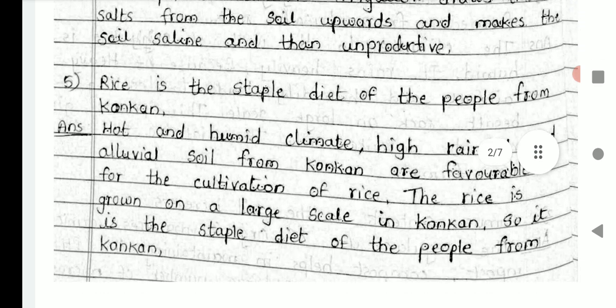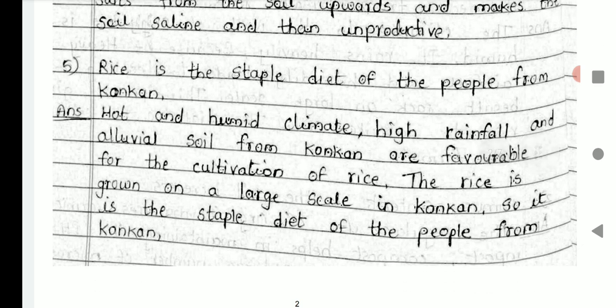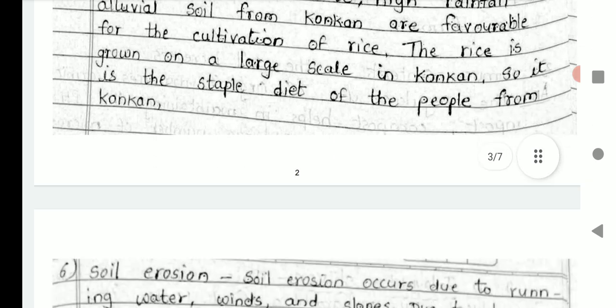Next, rice is the staple diet of the people from Konkan. Answer: hot and humid climate, high rainfall and alluvial soil in Konkan are favorable for the cultivation of rice. The rice is grown on a large scale in Konkan, so it is the staple diet of the people from Konkan.